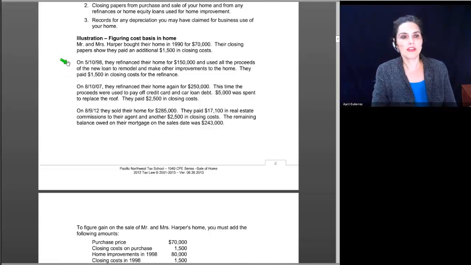Then on 5/10 of 98, they refinanced their home for $150,000 and used all of the proceeds of the loan to remodel and make improvements to the home. They paid $1,500 in closing costs for that refinance.